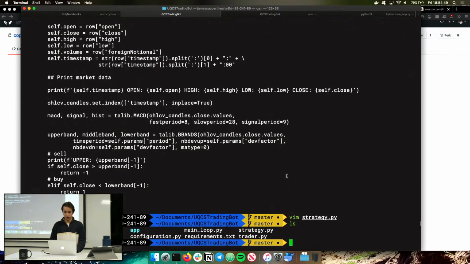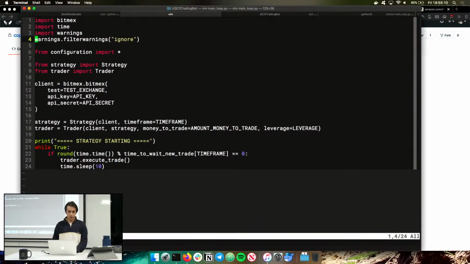But let's look at the overall structure. We've got 3 main files. This main loop is literally just a loop that every minute makes our decision: do we buy, do we sell, do we exit trades, or do we just stay as we are? So let's have a look.